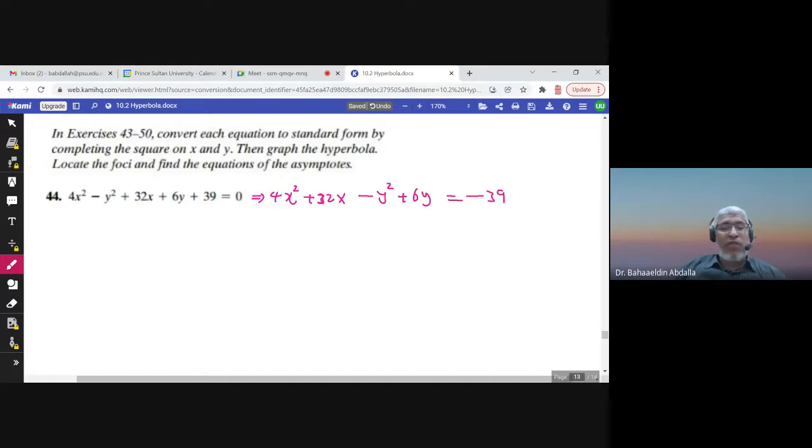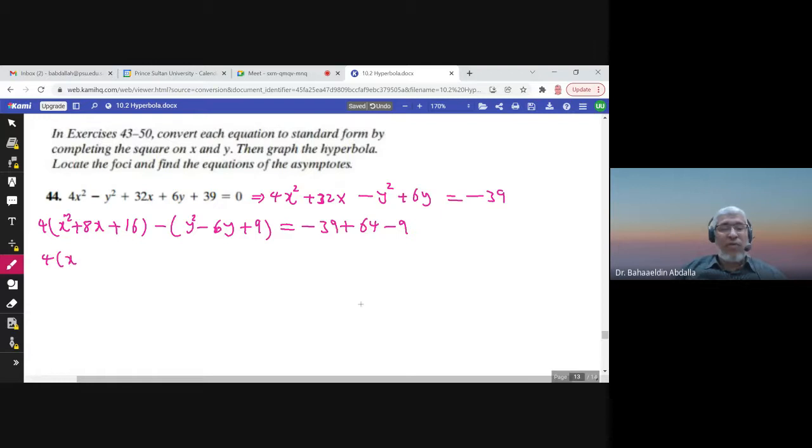I should take 4 as a common factor. Then I'll have plus 8x, 32 over 4 is 8. 8 over 2 is 4, squared 16. I should take negative 1 as a common factor. 6 over negative 1 is negative 6. 6 over 2 squared is 9. I have negative 39. I added 4 times 16, that's 64, and negative 9.